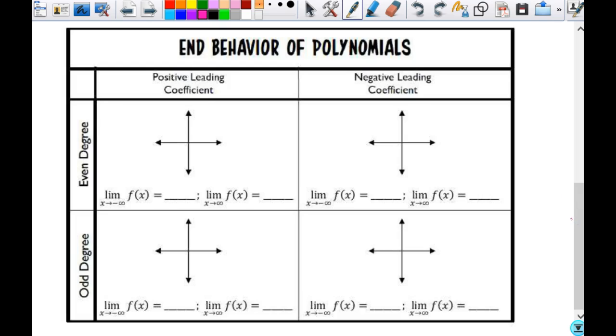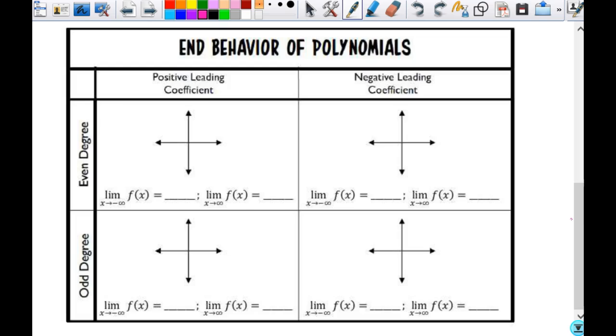If we have a positive leading coefficient, and it is an even degree, you can think quadratics, okay? Just kind of have a quadratic in your head. That doesn't mean they're all exactly the same, but have a quadratic in your head. So if I have a parabola and I have a positive leading coefficient, what does it look like? Show me with your arms. Everybody do this. Come on, put your arms up. Woo!